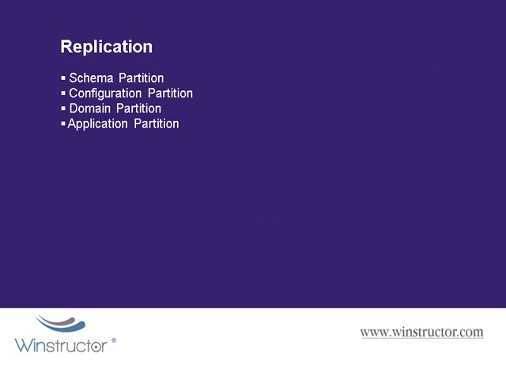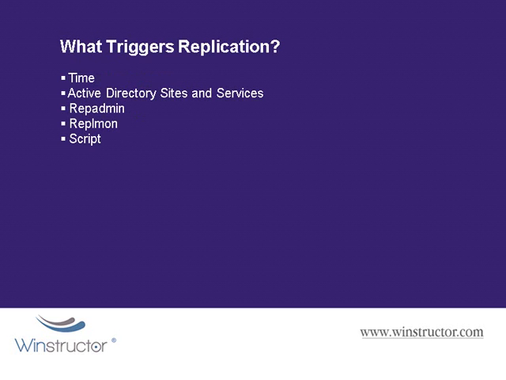Now, the configuration partition contains objects that represent the logical structure of the forest, including the replication topology and the domain structure. The domain partition contains all of the objects in a domain, and these objects are only replicated to domain controllers within the domain. And finally, we have the application partition, which is only available to domain controllers running Windows Server 2003 or 2008. This partition stores application-specific data, and of course it can be configured to replicate objects to any domain controller in the forest. So, with that in mind, what triggers replication?